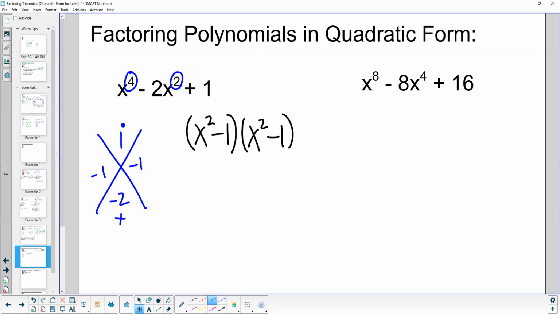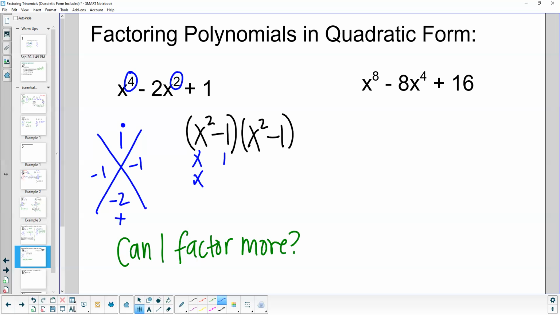Now, whenever I get to this point, I have to ask myself, can I factor more? Right? Can I factor this more? Now, is x squared a perfect square? Yes. How do I get x squared? I do x times x. Is 1 a perfect square? Yes, it's going to be 1 and 1. So I can actually factor this one. Because our second one is the same, that one also factors.